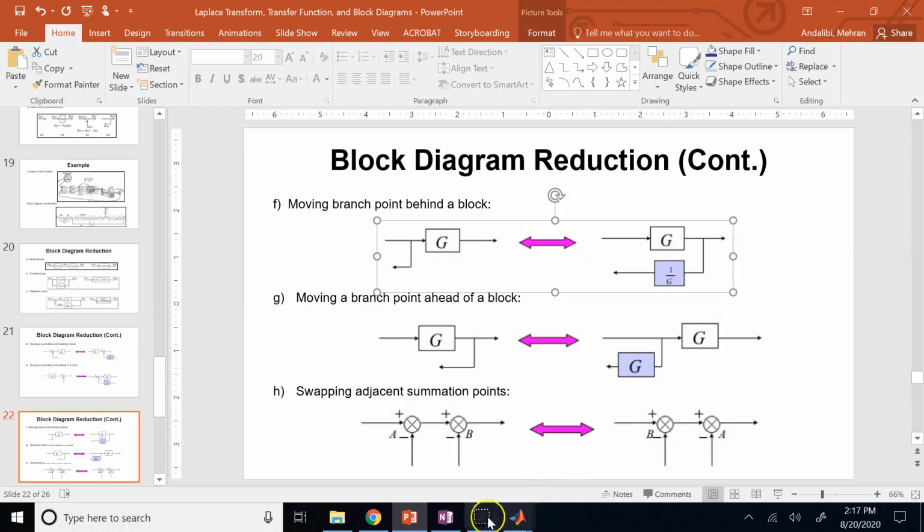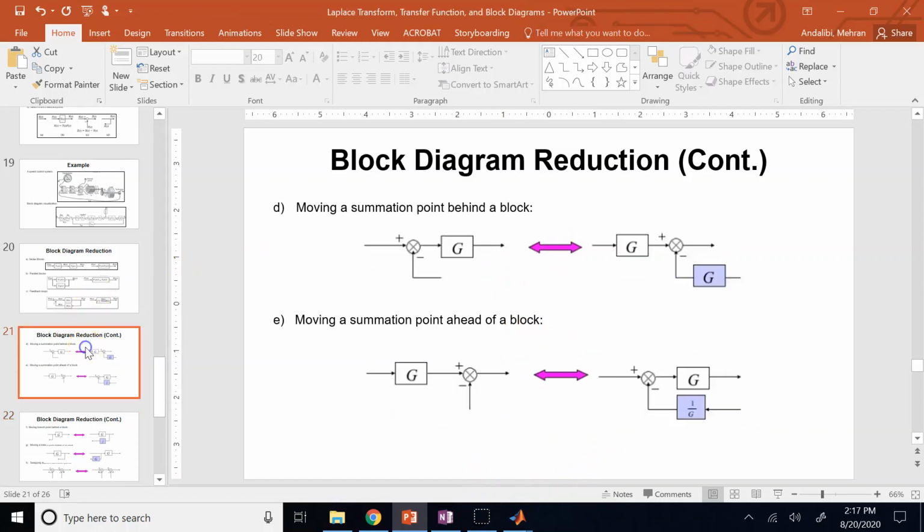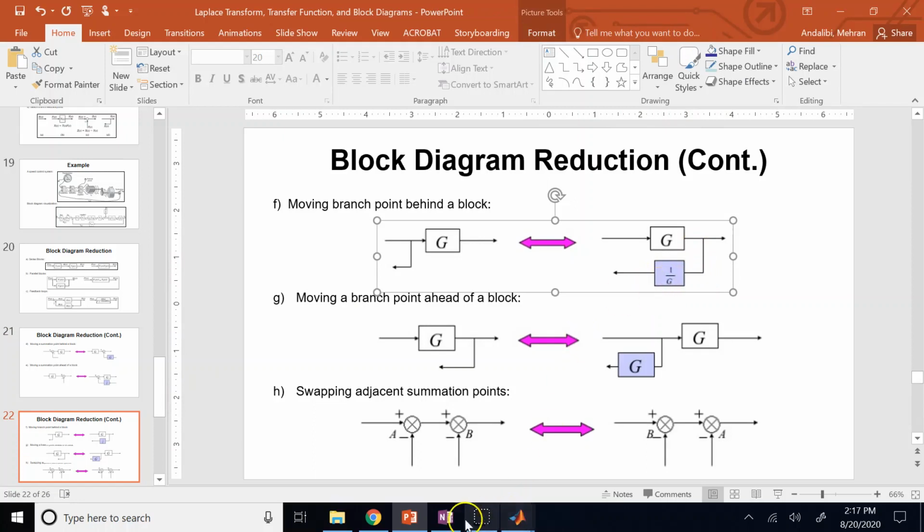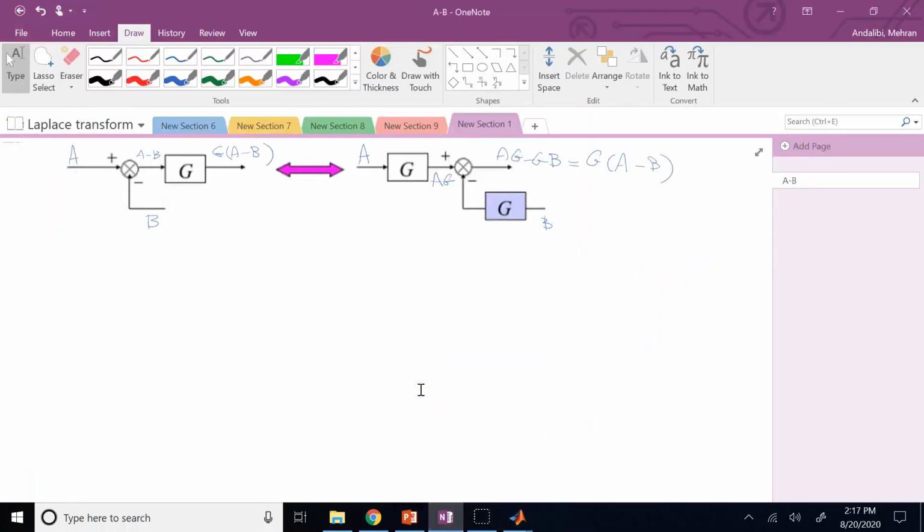Why? So the rule for summation is exactly opposite of this. Right here you go from left to right, or behind to ahead, you multiply the feedback signal coming by G. Here you do what? The outgoing one by 1 over G. So let me show you that also.